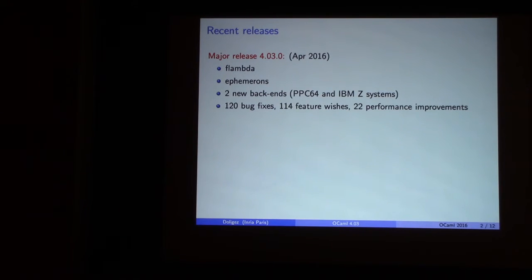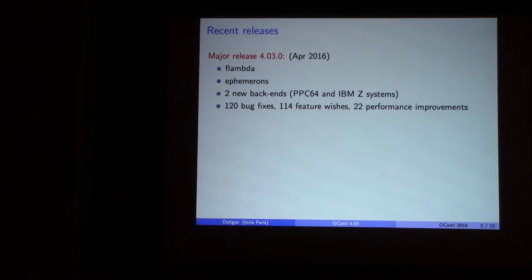So there was only one release since the last OCaml workshop, and that is 4.03. It was released in April. The main feature of 4.03 is Flambda. It's really the elephant in the release. We also have ephemerons, which are pretty important, I think.